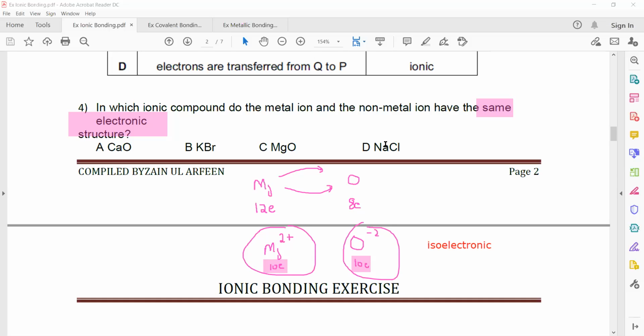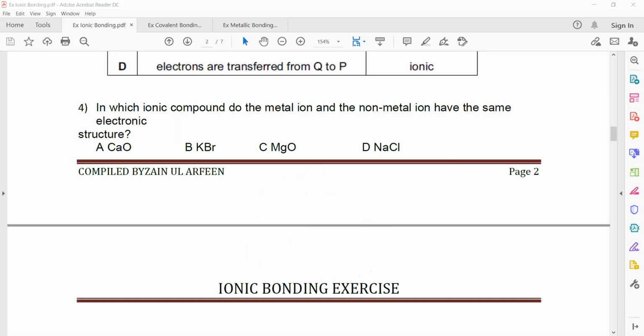Is it clear? Question number 4 from page 2. Then page 5 question. Sorry, it was page 4.